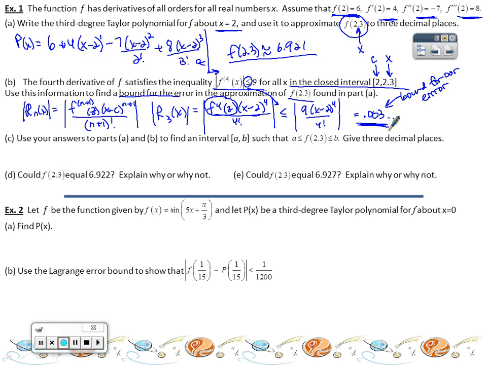So the next part of the question asks us to find an interval for our answer, such that the true function value is going to lie between A and B. Well, how would we find that? The true function value is going to lie between two numbers. How are we going to do that? Exactly. We're going to take our estimate and we're going to add and subtract the error that we found. That's how we're going to get our interval, just like we got our interval with the error bound for our alternating series. Same kind of technique. So let's calculate that.